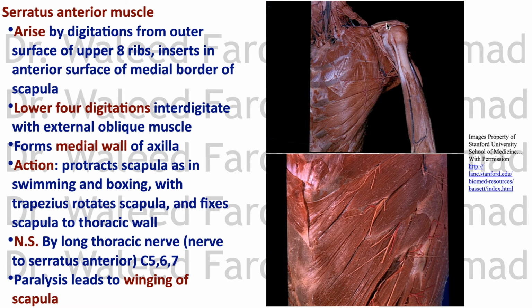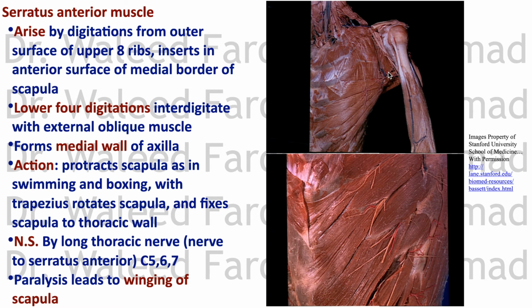The trapezius is pulling in this direction, and the serratus anterior pulling in this direction, so it rotates the scapula. Well, when do we need to rotate the scapula? In abduction, in raising the arm. Okay? The nerve supply is by the long thoracic nerve, or nerve to serratus anterior, C5, 6, 7.